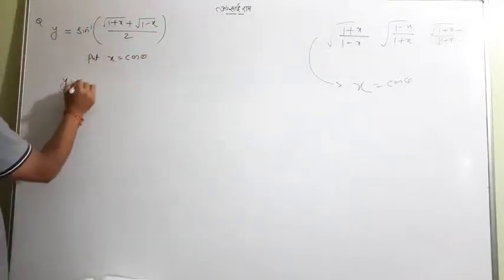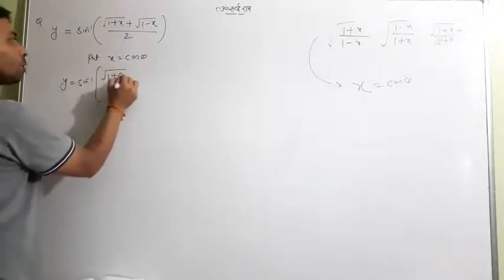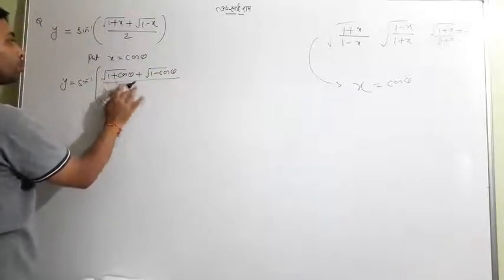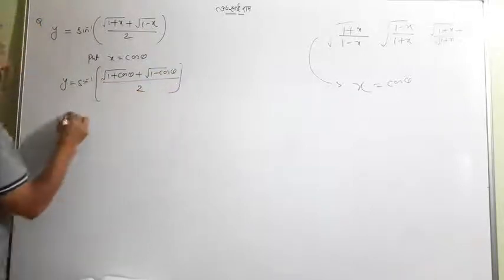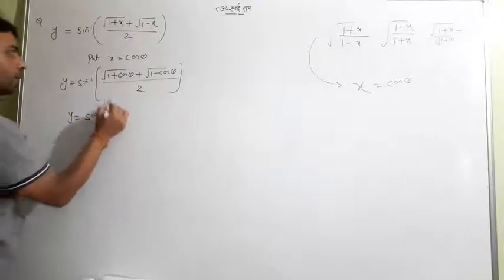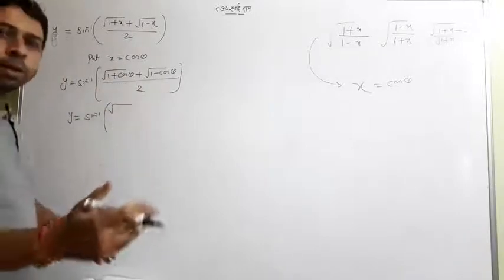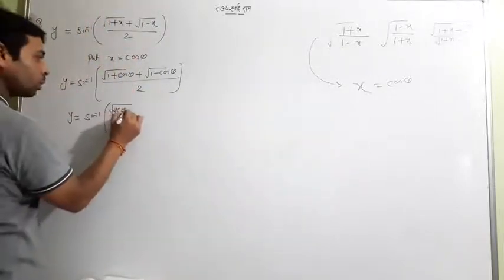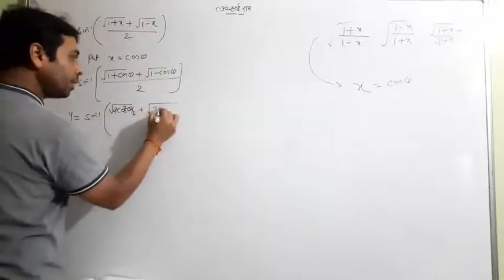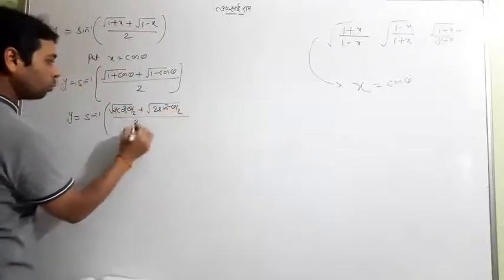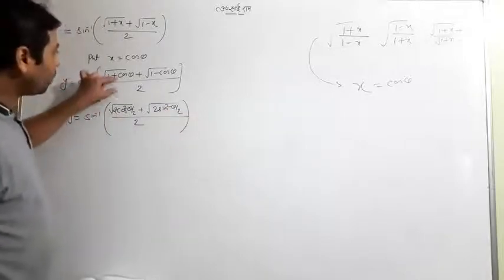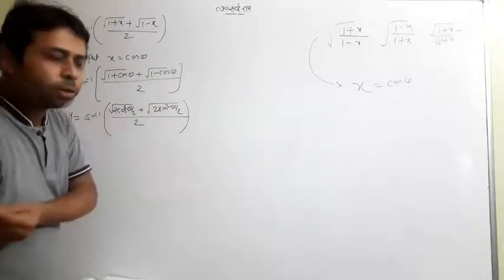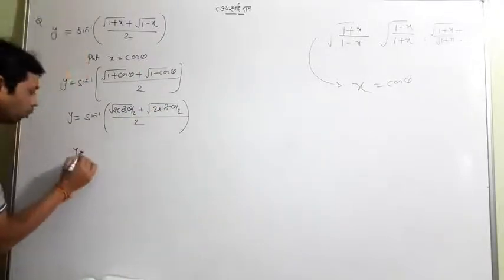So y is equal to sin inverse of root of 1 plus cos theta over 1 minus cos theta, upon 2. Okay, now next, 1 plus cos theta is a famous one. Recently I discussed with you in that section that 1 plus cos theta is equal to 2 cos square theta by 2, and 1 minus cos theta is equal to 2 sin square theta by 2, upon 2. Now you should remember these formulas. Now what will we do next?